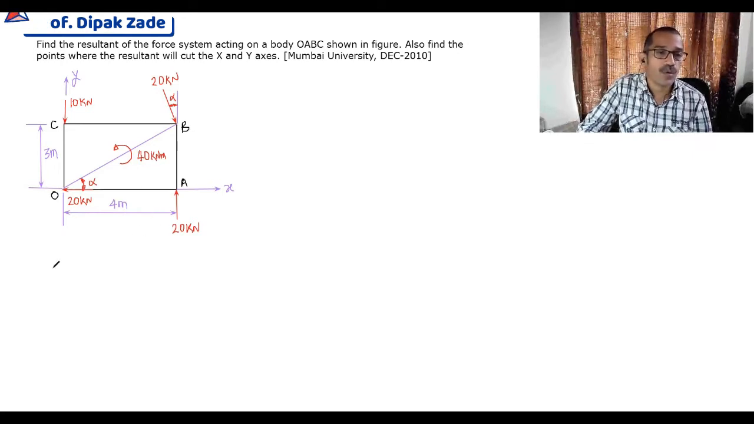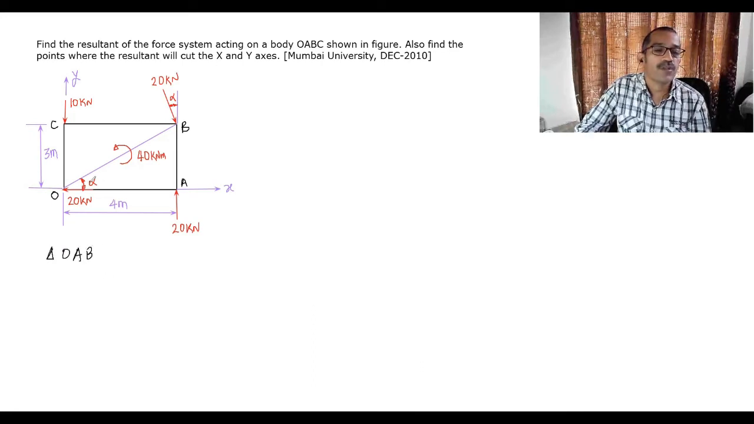from triangle OAB, in triangle OAB, is it possible to find angle alpha? The length of the opposite side, meaning AB, is given. AB is represented on the left side, 3 meter. And OA is 4 meter. That means opposite to the angle and adjacent. So tan of this angle is opposite, meaning AB upon OA.